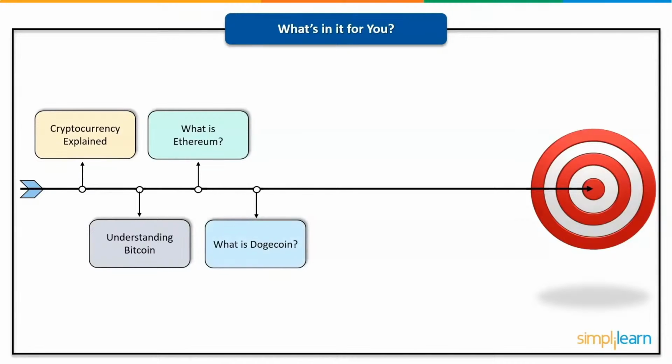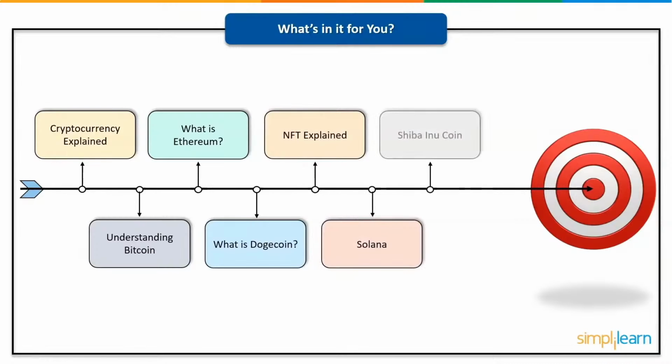Then we will explore our third crypto, Dogecoin, and its various components like Dogecoin Mining, Dogecoin Wallet, and its comparison with other cryptocurrencies. Then we will jump into the other side and explore some of the other popular aspects of cryptocurrencies like NFT, Solana, and Shiba Inu coin. We will then conclude this video by discussing the recent downfall of the crypto market.